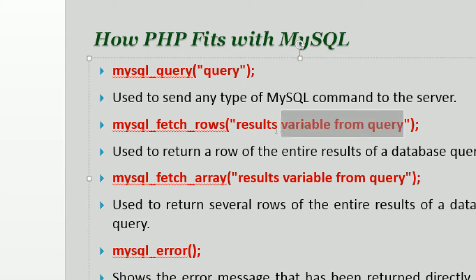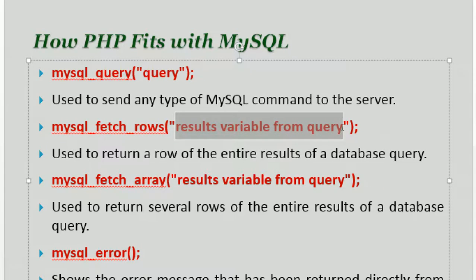mysql_fetch_rows. It is used to return the result from the database. Clear? If suppose you insert one record in the database, so now the status of the row is changed. So it will return 1, that inside the database one row is affected. If no record is inserted, 0 will be returned. Clear? Oh, sorry. That was sorry. It was mysql_affected_rows.